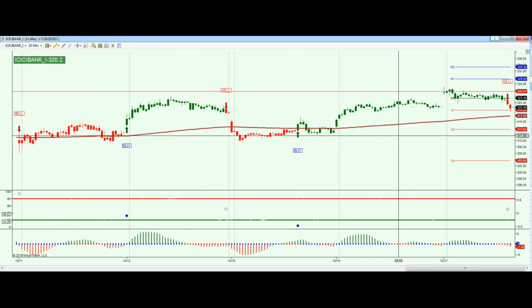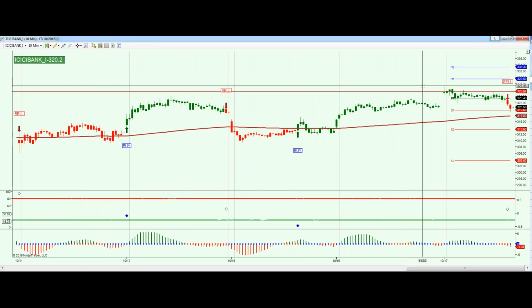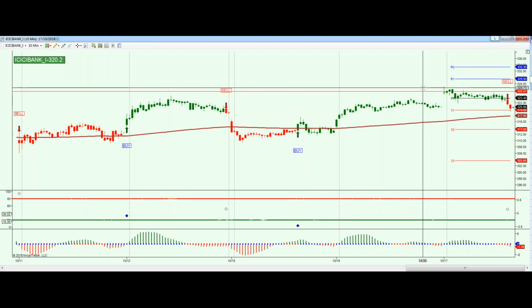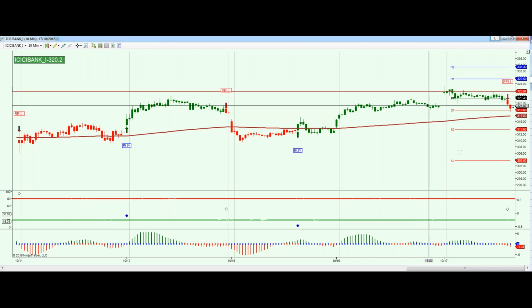And ICICI Bank, this particular call got triggered at 323, and it went up to 326. That is 3 rupees profit, and now I have a sell call at 321. So what I can do is I can just enter sell for ICICI at 321.